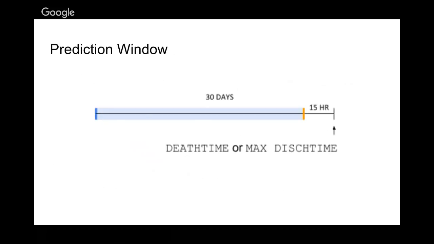For the prediction window, I use everything 15 hours prior to the death time, or the max discharge time of the hospital admission, up to 30 days, if the patient is still alive.